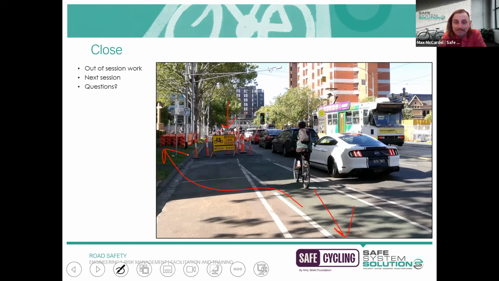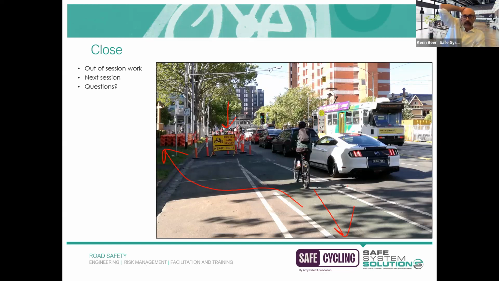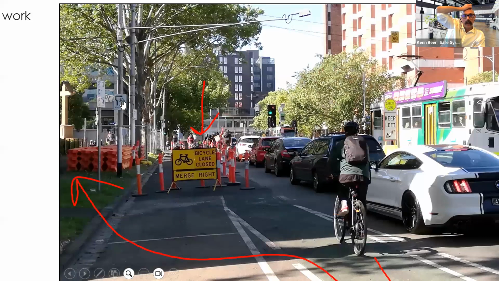Ken? No, it's a good point, and TMR's got some material associated with considerations for cyclists at roadworks, which I think is good. We need a lot more of that.